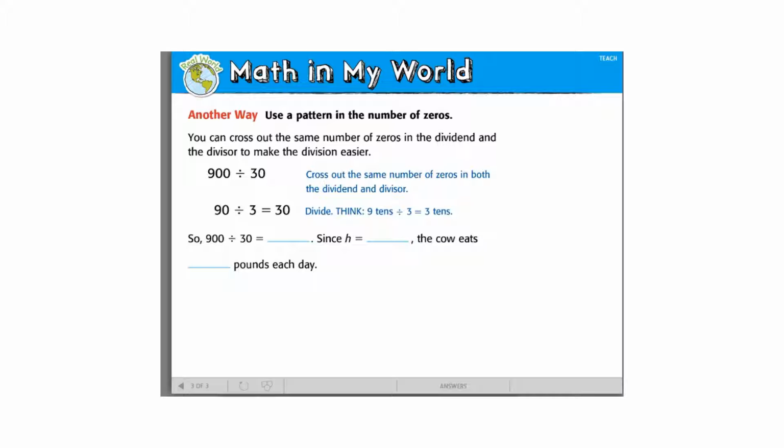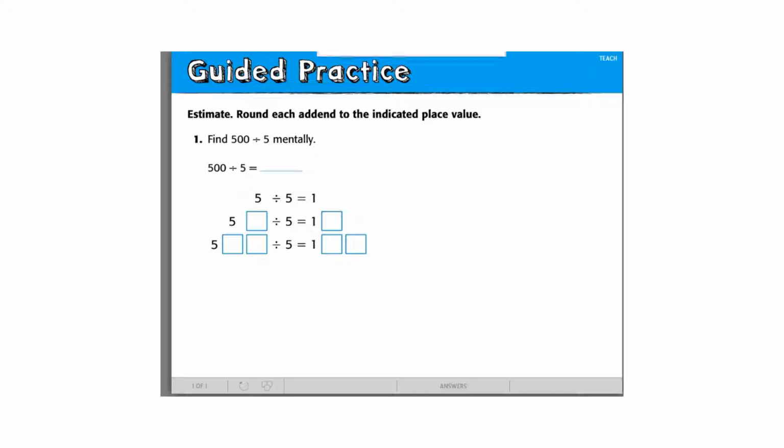So I'd like you to try the guided practice with your group. And then once you've checked it, you may start your independent practice.